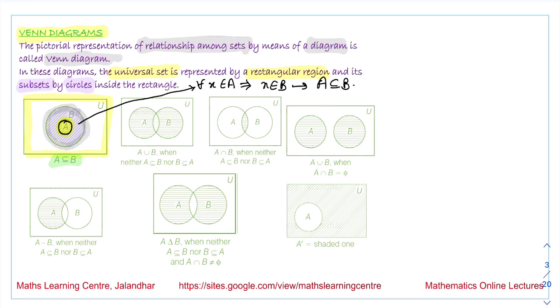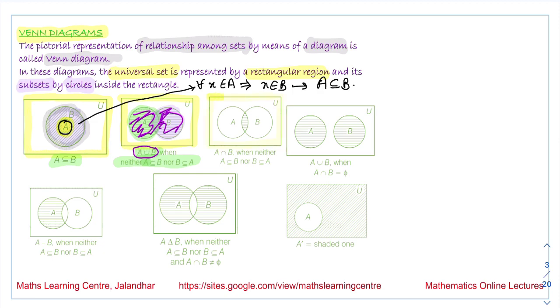Second, we have the Venn diagram for A union B, when neither A is a subset of B nor B is a subset of A. Again, how do we draw the Venn diagram? We draw the universal set first. Then we take two sets. One is this set A, this is the inside portion of A, and this is the set B. When we say union of these two sets, the shaded portion, this complete portion of A and B, represents A union B.